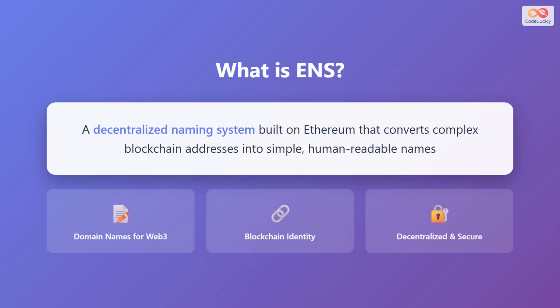ENS is a decentralized naming system built on the Ethereum blockchain. Its main purpose is to convert those long, confusing blockchain addresses into simple, memorable names that anyone can understand. Instead of dealing with complicated hexadecimal strings, you can use names like alice.eth. ENS serves as domain names for Web3, creating blockchain identities that are secure and fully decentralized.